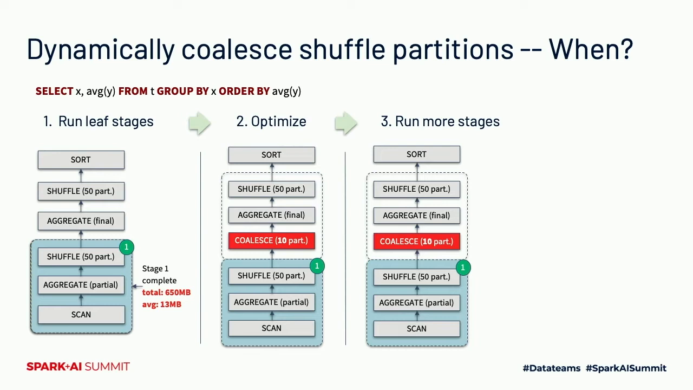Next, we figure that stage 2, containing the final aggregate, can be triggered. Meanwhile, the coalesce node in the new plan means the second stage will start with 10 tasks instead of the statically planned 50.